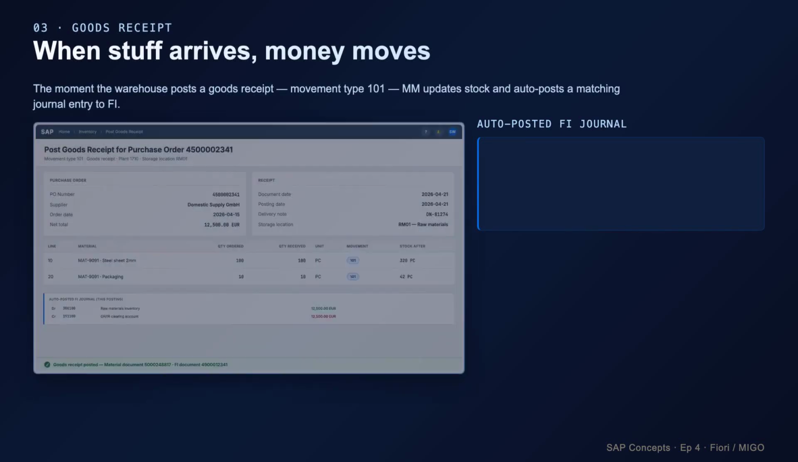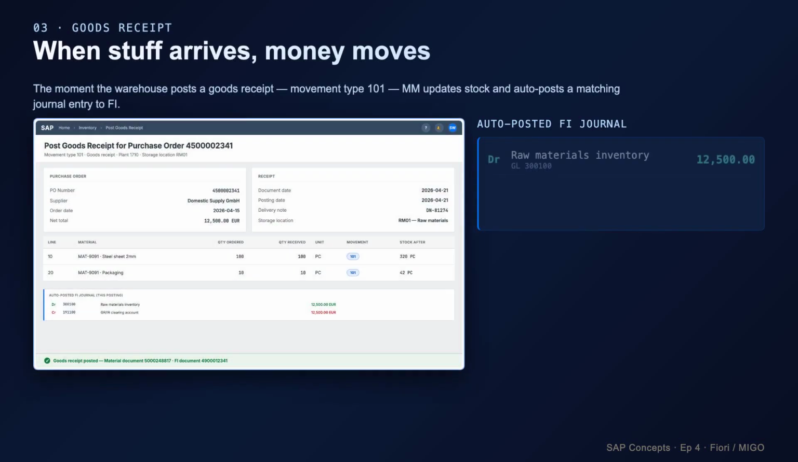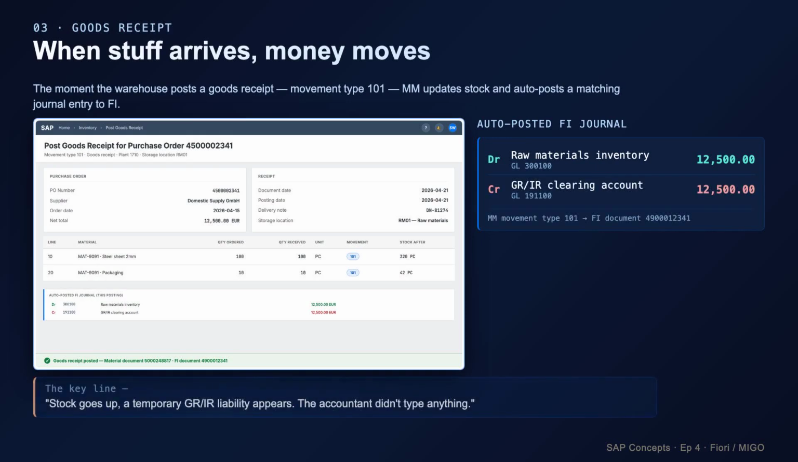Step 2. Goods receipt. The moment the warehouse clerk posts a goods receipt, 2 things happen at the same time. MM updates stock levels for the material. The inventory count goes up by 100 sheets.